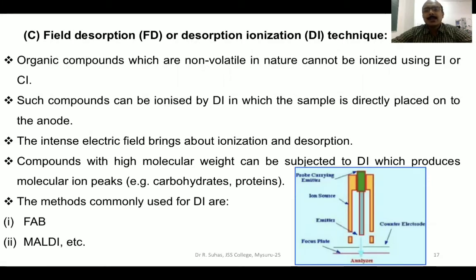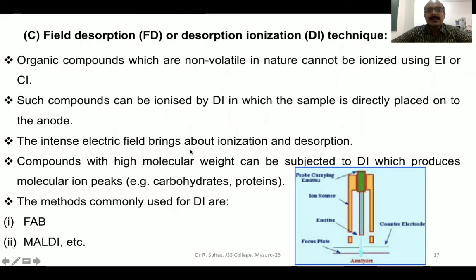wherein the sample is directly placed onto the anode. As I said, in field desorption we make use of an electrical field. This is the probe carrying the emitter. Here we place the sample, and this is the ion source, the yellow one. Once the ions are generated, from the ion emitter they come out, and you can see there is a counter electrode. There will be one anode and one cathode, and a focusing plate to ensure the ions move in a straight path. Once the ions come out of the ionization source, they move to the analyzer.